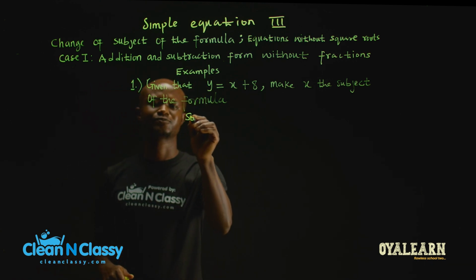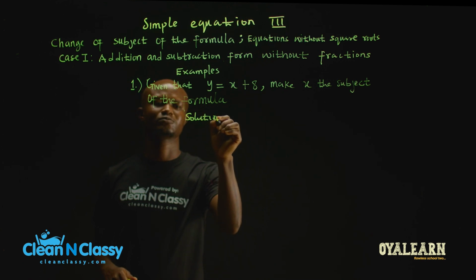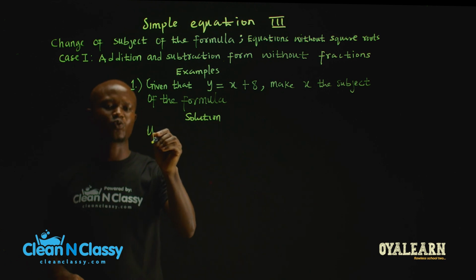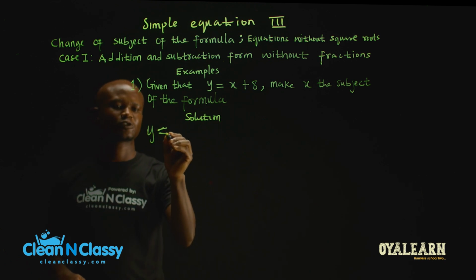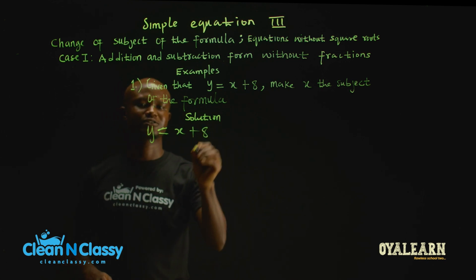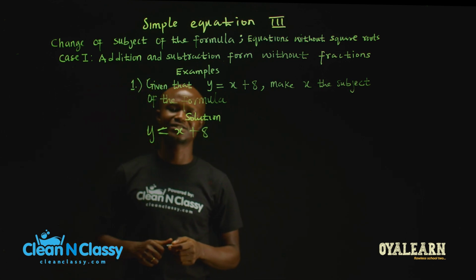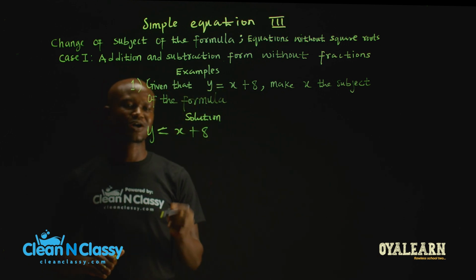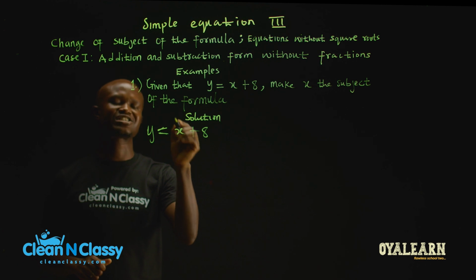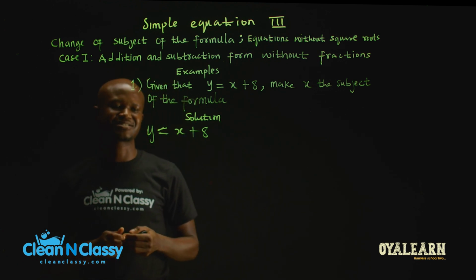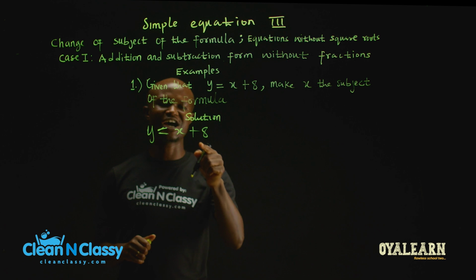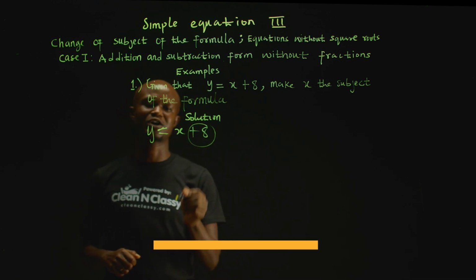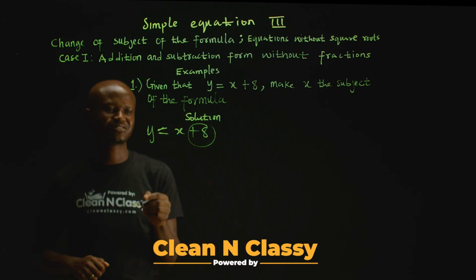Solution. Now we have y equals x plus 8. We want to make x the subject. For us to make x the subject of the formula, we are going to ensure that x remains at the right hand side. Because we have plus 8 here, this plus 8 that is at the right hand side, we are going to move that plus 8 to another side.